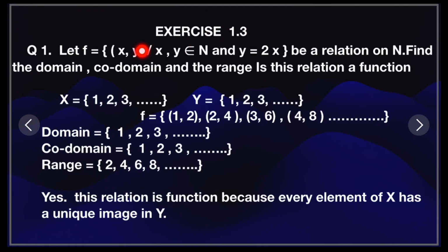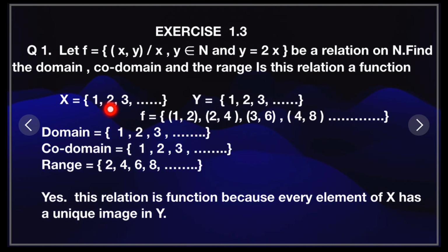Let us go to exercise 1.3. Question 1. Let f = {(x, y) | x ∈ N and y = 2x} be a relation on N. Find the domain, codomain and range. Is this relation a function? So x is a natural number, the set 1, 2, 3, and so on. Y is also belonging to natural numbers 1, 2, 3, and so on. The function is defined by y is equal to 2x. So let us take x as 1. So 2 into 1 is 2. So that is the first ordered pair.